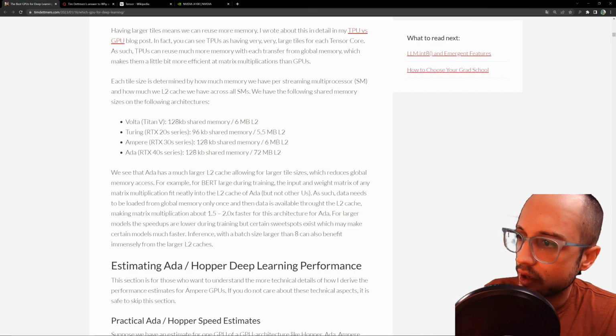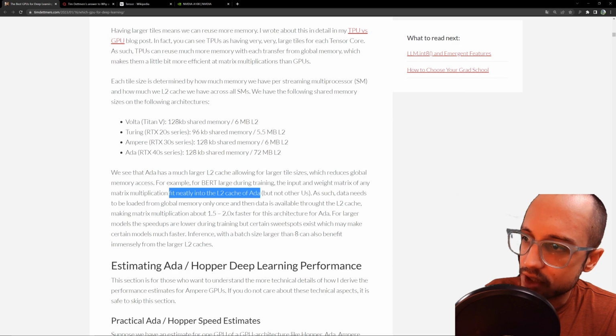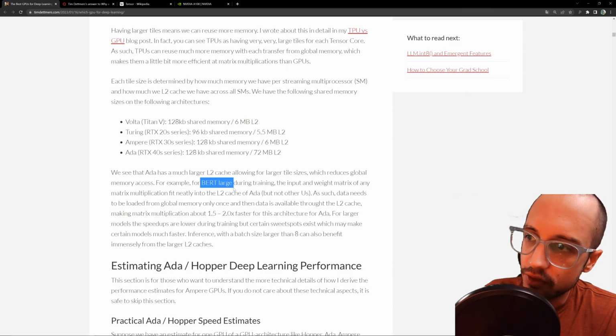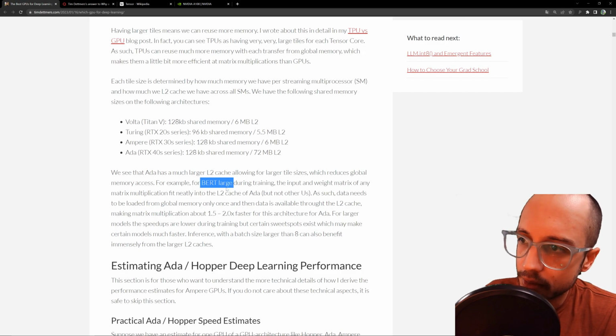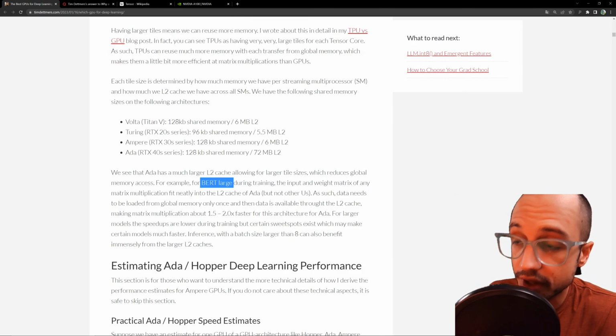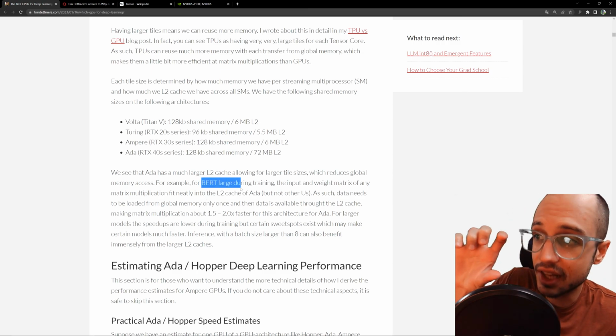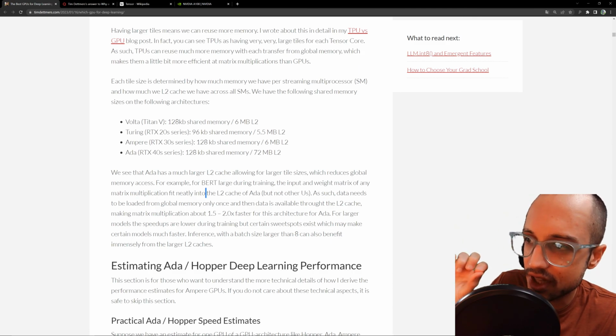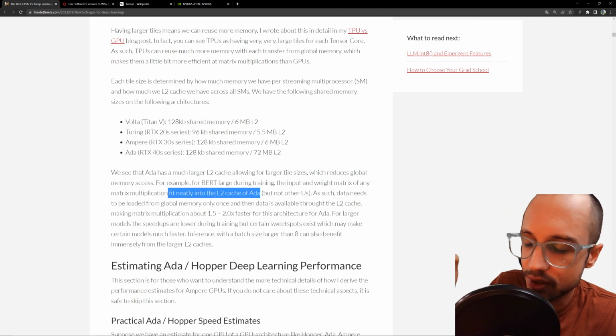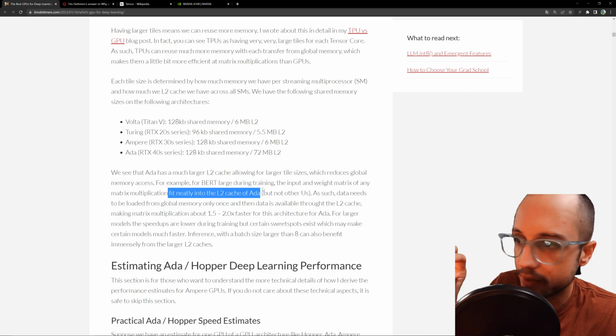Yeah, so this fit neatly into the L2 cache of Ada. I think this is important to realize too: when you're designing these models, if you actually want to be as efficient as possible, you can design them better if you know what you're going to be training them on. If you know the size of the different memory caches on the GPUs you're going to be training on, you can design the size of the different layers within that neural net such that they fit perfectly into the specific GPU.